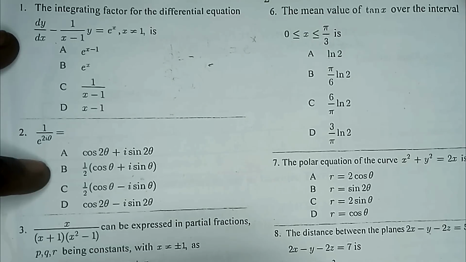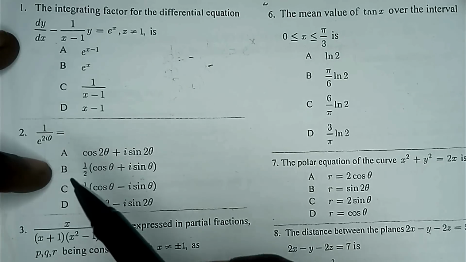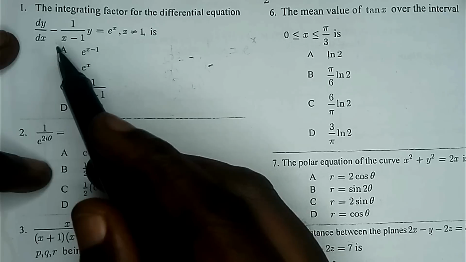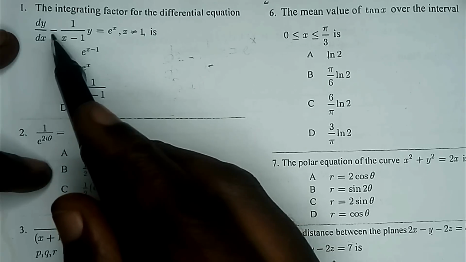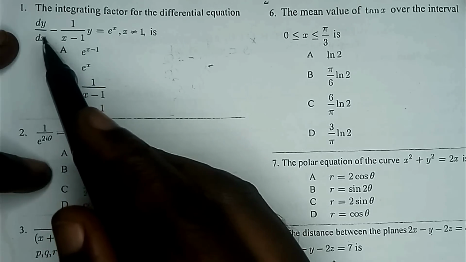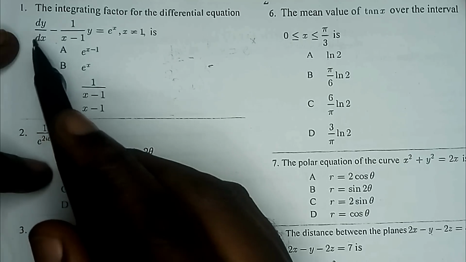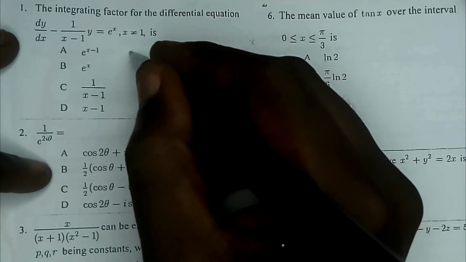The first question says: the integrating factor for the differential equation dy/dx minus 1 over x minus 1 times y equals e to the x. When solving first order differential equations using an integrating factor, the first step is to ensure that dy/dx has a coefficient of 1, which is already the case.